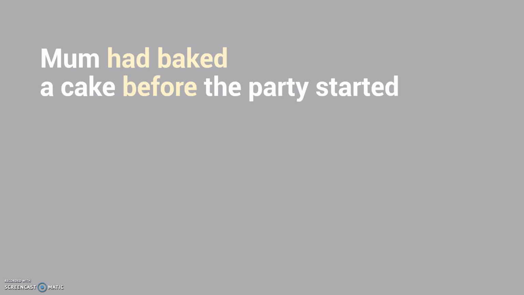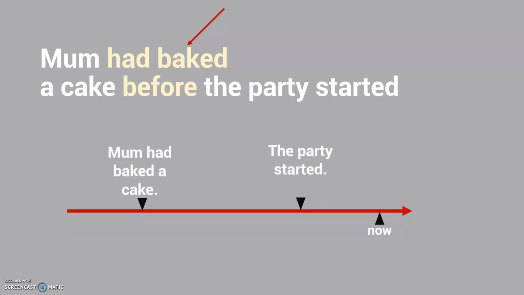Let's see. Mom had baked a cake before the party started. Good, you can see right here, that's the past perfect. And we can see the timeline right here. Mom had baked a cake and then the party started. So as you can see, we have two actions in the past. One happened before the other one. And this is the present, right? So this is our past perfect.